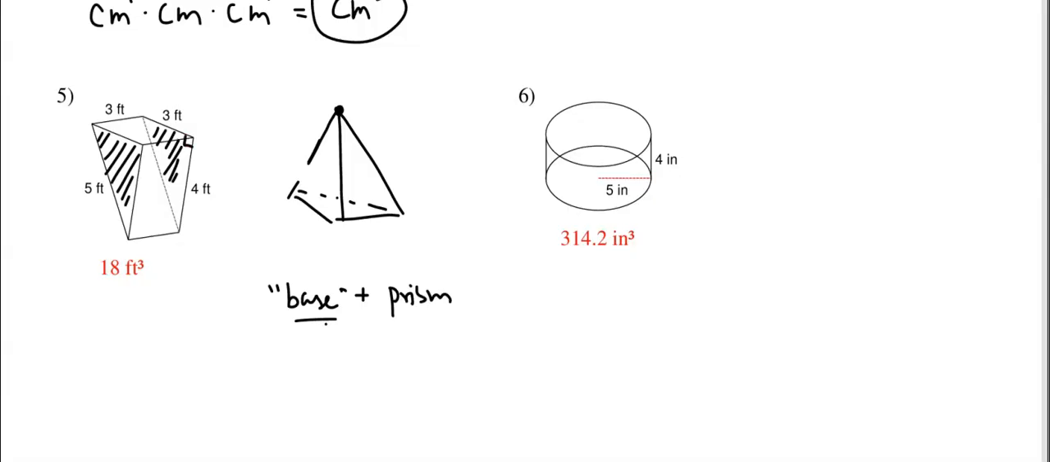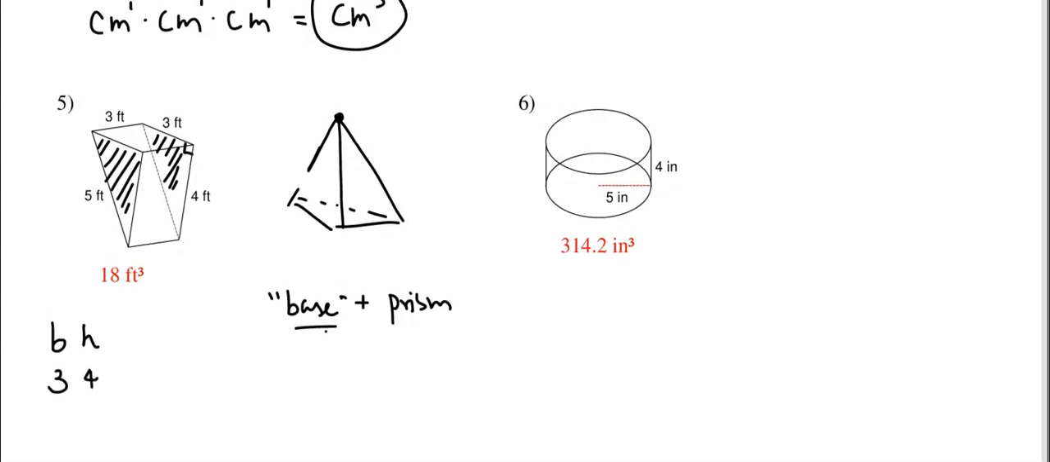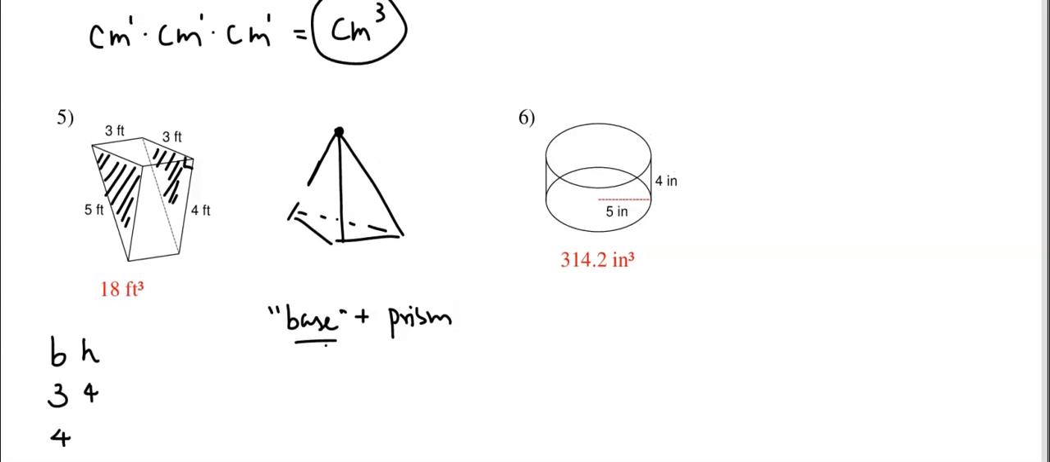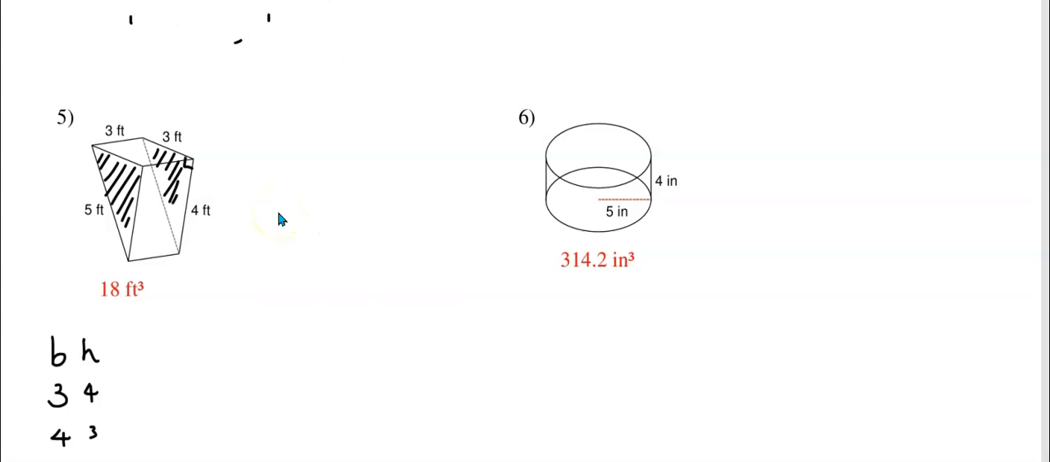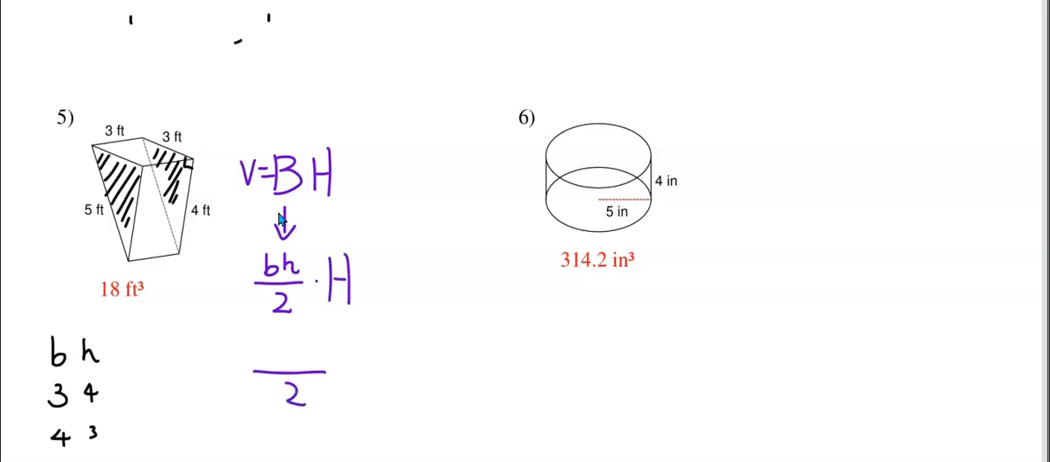Correct? So if it's a right triangle, you will have the base and height already given to you. So base is 3, height is 4. Or you can say base is 4, height is 3. You can switch it. All right? Since it is a prism, you still use volume is base times height. The base is a triangle, so 1/2 little b, little h, times this height of the prism. So 1/2, 3 times 4.